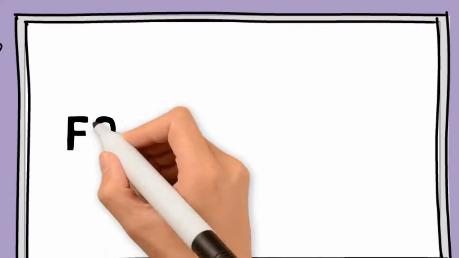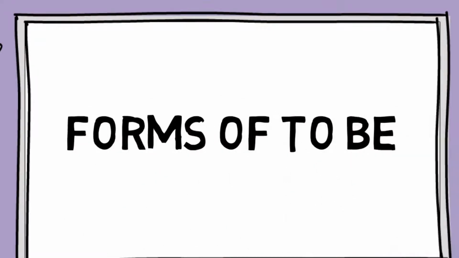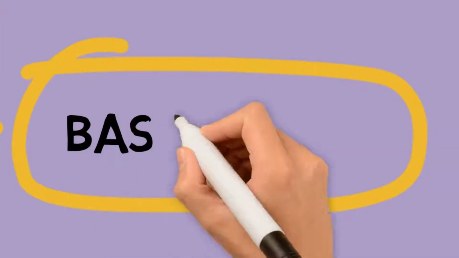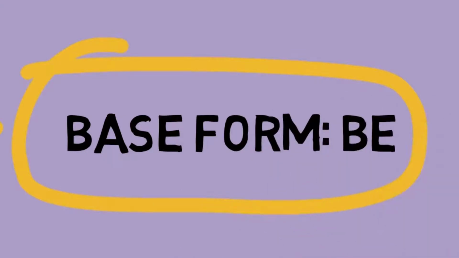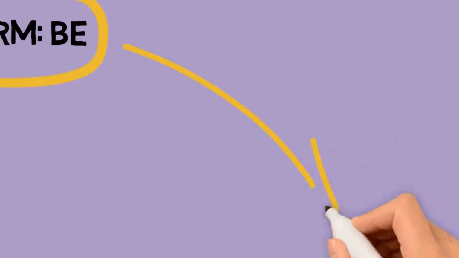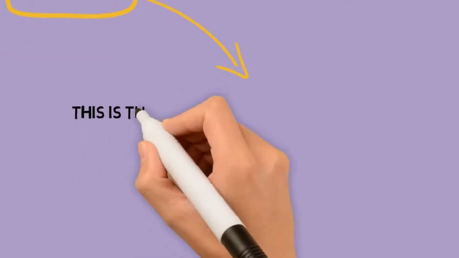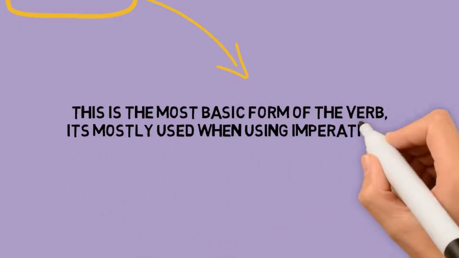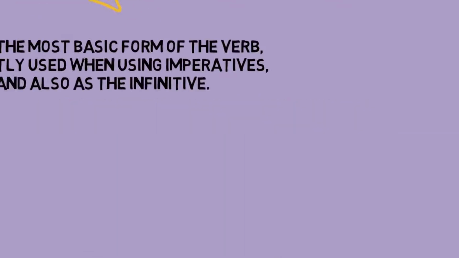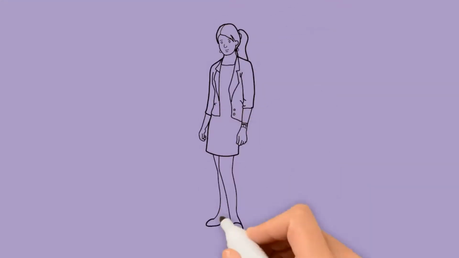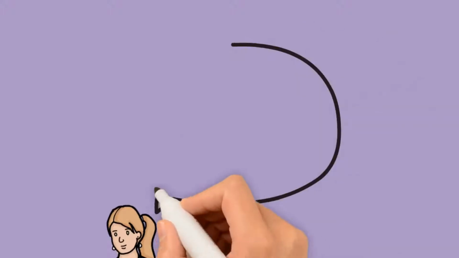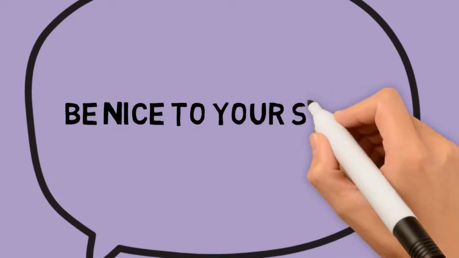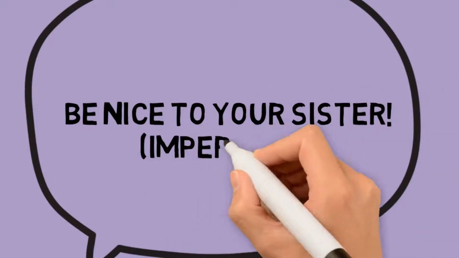Now, forms of to be. The base form is be. Why be? Because this is the most basic form of the verb. It's mostly used when using imperative and also as the infinitive. An imperative tells the person you are talking to do something. For example, be nice to your sister. This tells the person you're talking to do something: be nice to your sister.